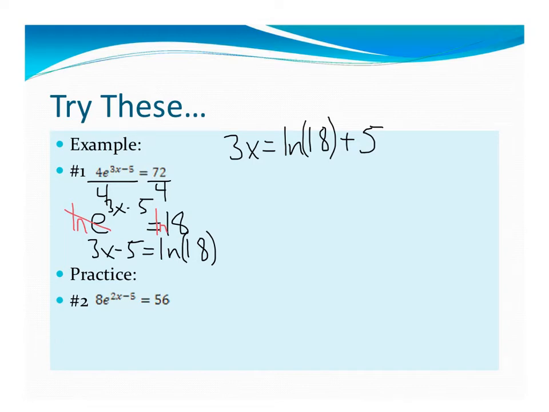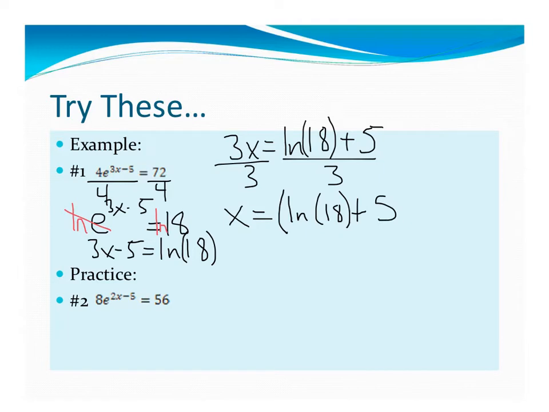So the last thing I'm going to have to do is divide by 3. So I'm going to have x equals, and I'm going to write out how you're going to plug it in your calculator. Parentheses, the natural log of 18, and you'll have to close the parentheses on that, or as John Baylor would say, close the parens, bro, plus 5, and then close your parentheses and then divide by 3.